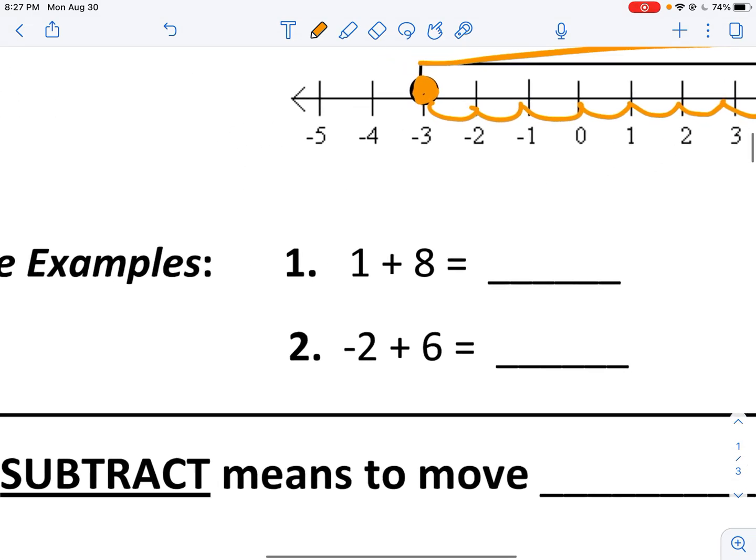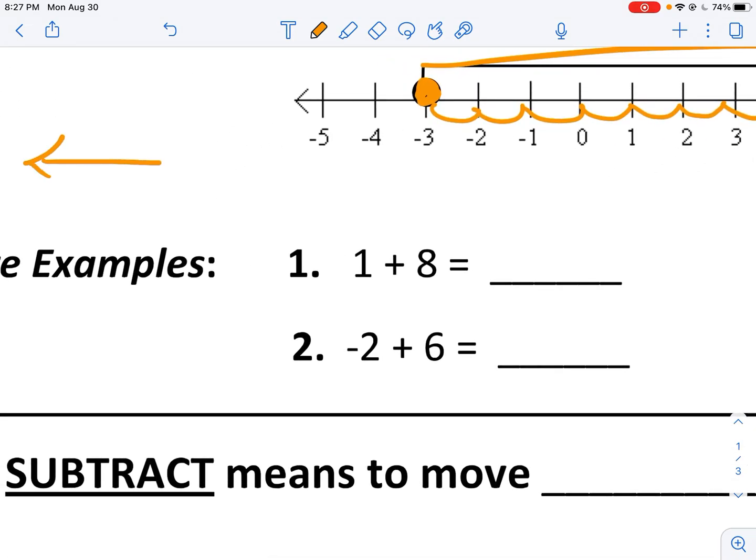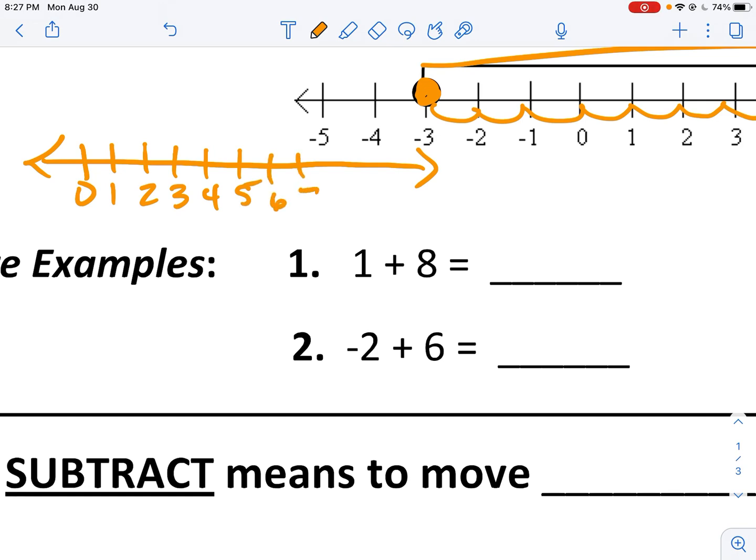Now, if I was to do that with these down here, we're going to be going to the right, so I don't have to start with negative numbers on my number line here. I do need to start at 1, and I need to go to the right 8. So 1, 2, 3, 4, 5, 6, 7, 8. That would get me to 9.